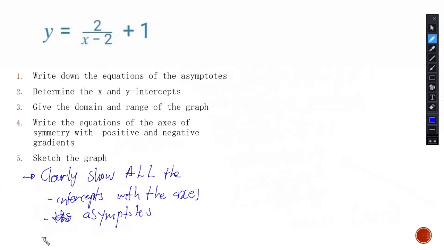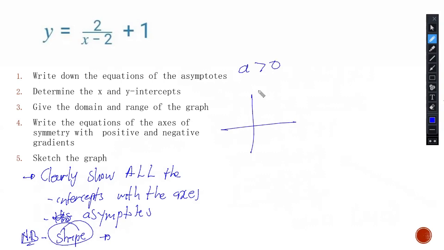And then number 3, which is what you need to actually note, NB, the shape, right? You can have the intercepts with the axes and the asymptotes, but if the shape is not correct, then you are most likely to just get 0 on that. So the shape is the most important one. Understand that if your A is greater than 0, this is the shape that we're expecting: first quadrant and third quadrant. If your A is less than 0, negative, this is the shape that we're expecting. So before you can actually think of anything, make sure that you get the shape correct, right?